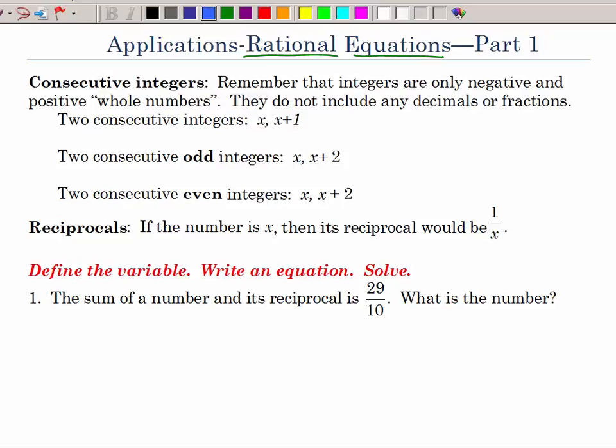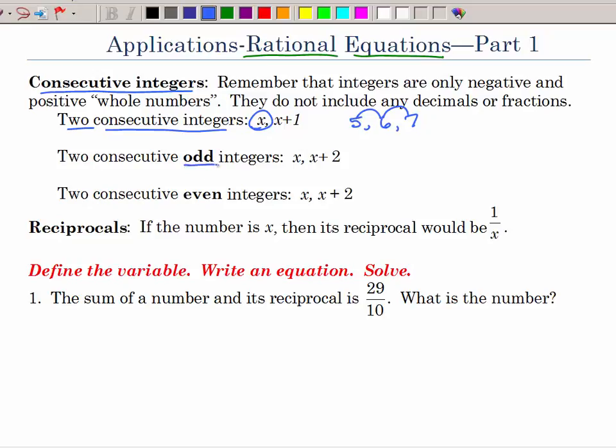We're going to see things like consecutive integers. Now, those are numbers that are in a row: 1, 2, 3, -2, -3, -4. There's no decimals or fractions. But we have to read the problems very carefully. If you're asked to find two consecutive integers, you always let the first one be x and then the next one x plus 1. Because if we take some consecutive numbers, hopefully you can see that you have to add 1 to get to the next one.